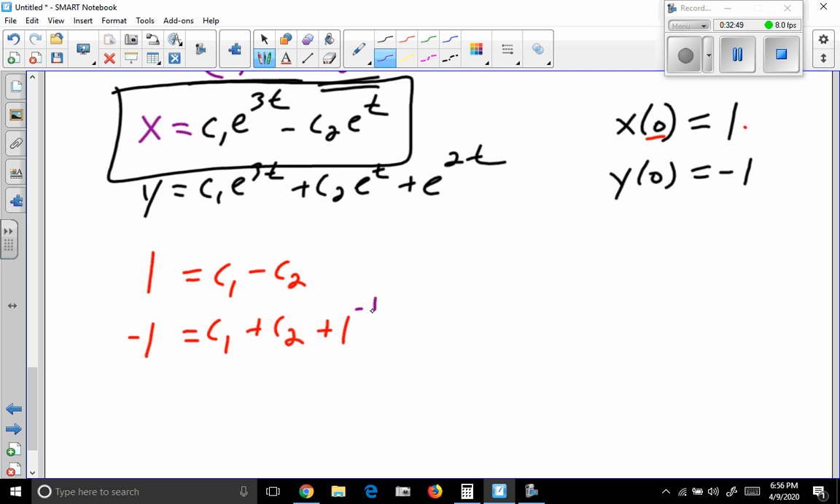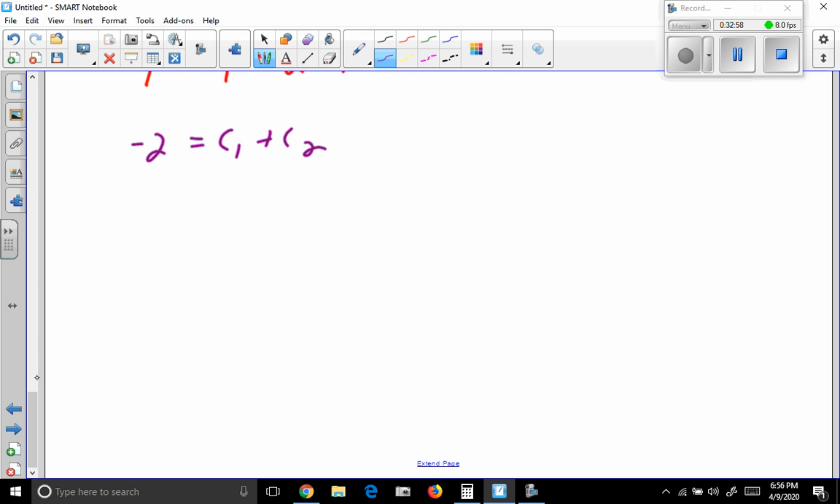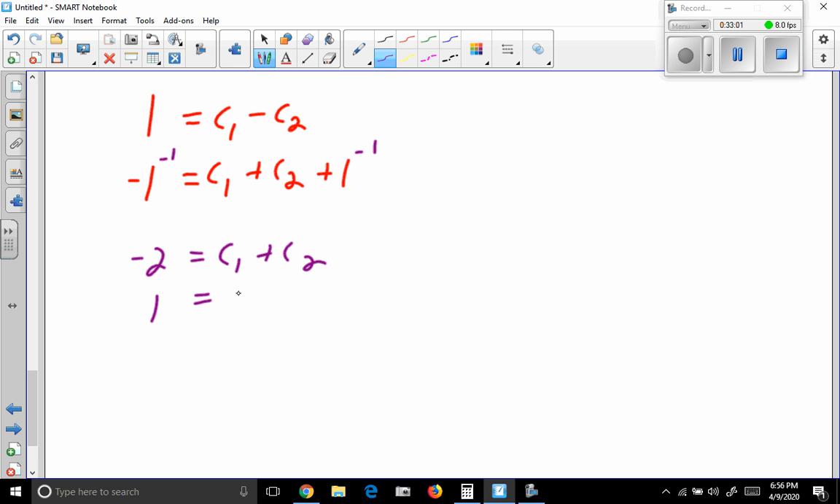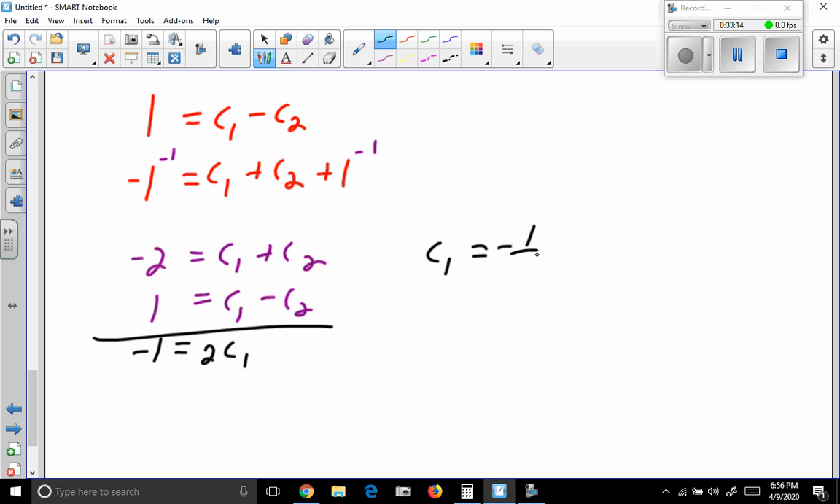If we subtract 1 from both sides, then that bottom equation equals c1 plus c2. Remember, our top equation is 1 equals c1 minus c2. So if we add the equations together, the c2's cancel. So we get 2c1 equals negative 1. So thus c1 is negative 1/2, dividing both sides by 2. So now we can solve for c2.